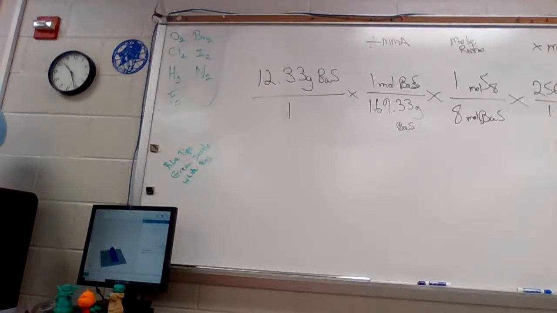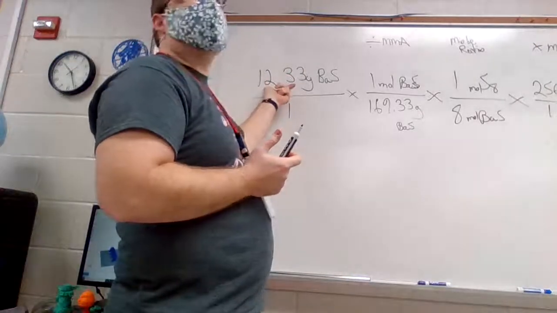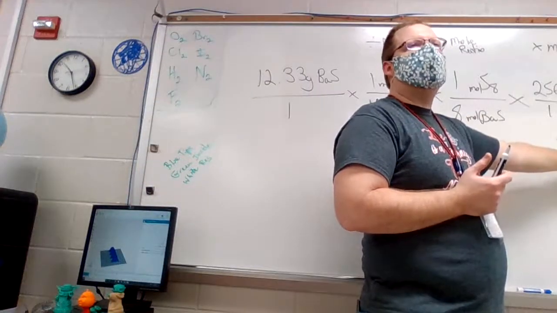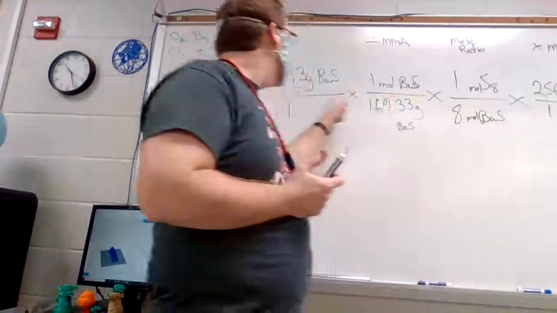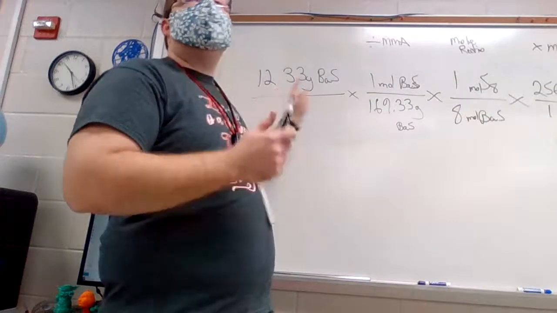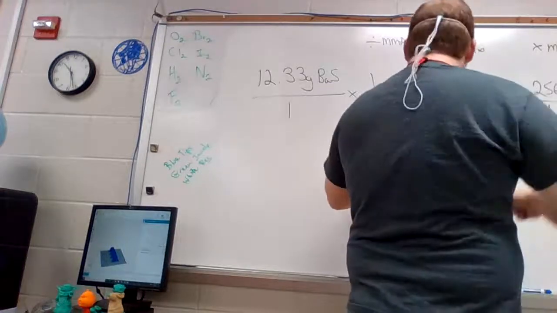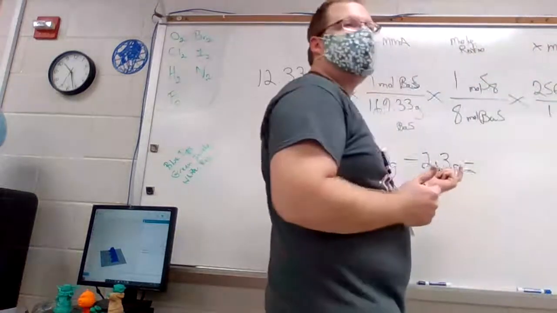So now, what did they just ask? They asked, how many grams of sulfur remain after the reaction is complete? Think about it. What did I just tell them? I told them in order to make 12.33 grams of barium sulfide, I would need 2.3 grams of sulfur. So this is not how much I have left over. This is how much I used to make that 12.33 grams. How much did I start with in my sulfur? Yes, 10.0 grams. If I used 2.3, I'm just going to subtract. And my answer should be 7.7.